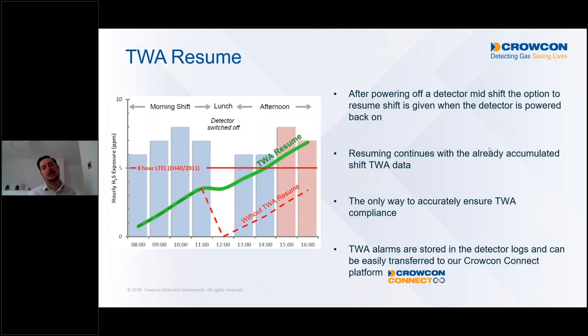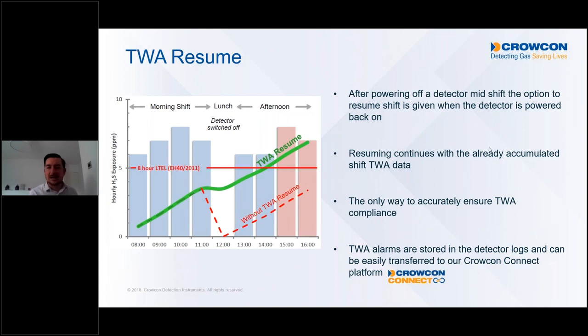So for example, if we look at the graph here, and it was also shown in the short video, your shift starts at 8 and you turn your detector on. You can see here the exposure levels, and you can see the average. The green line is the average here, and you can see it's growing. At 12 o'clock here, the detector's switched off.